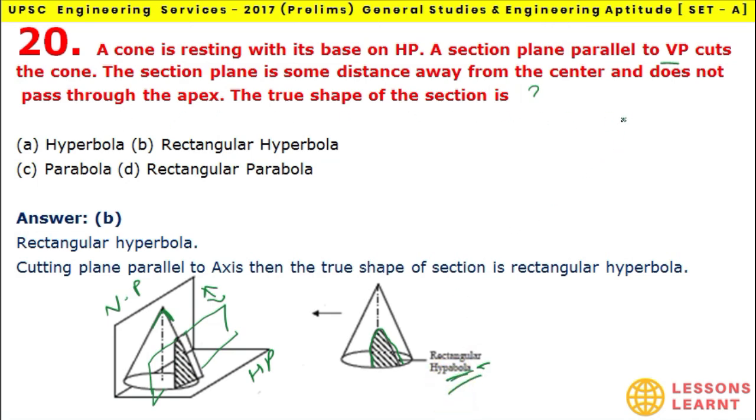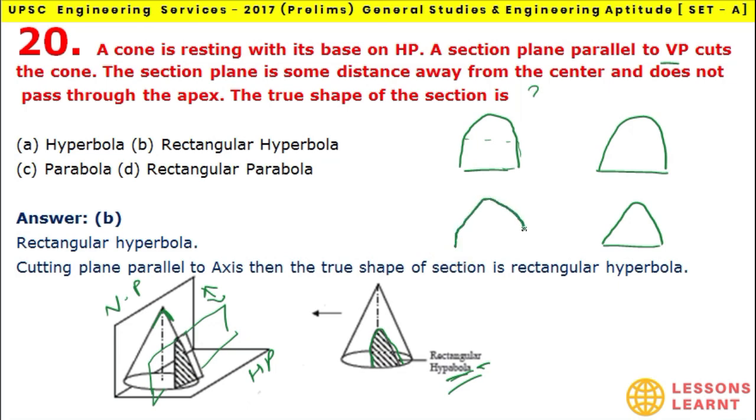Hyperbola is actually like this. Rectangular hyperbola is like this, wherein we can get a little bit of rectangular shape. Parabola is something like this. And rectangular parabola is something again like this, a little bit and having an apex point compared to the hyperbola. So option B is the correct one.